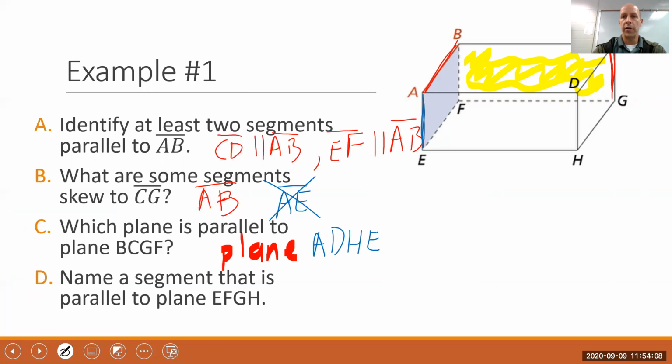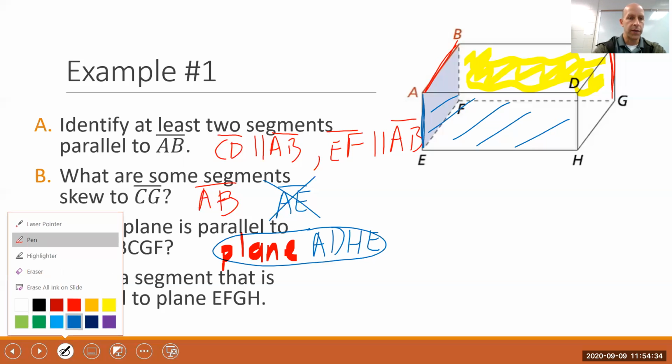So the plane here in the front, this guy, I would say that that plane is parallel to plane BCGF. And finally, name a segment that is parallel to segment. So this one, they want us to give a segment that's parallel. So what would be a segment?